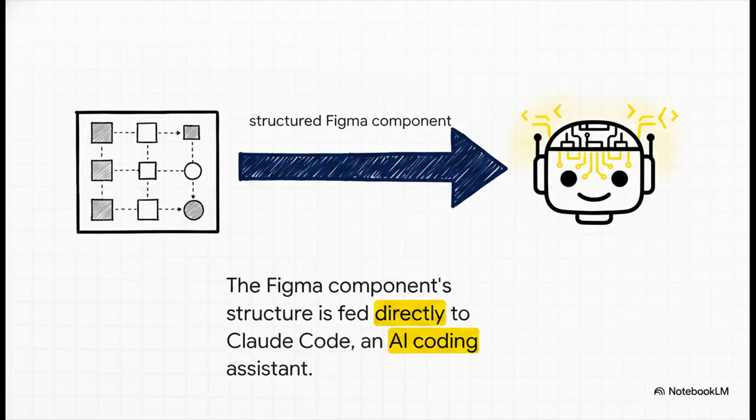So how does this actually work? Well, it's actually beautiful in its simplicity. We take that perfectly structured Figma component, the one with all the clean properties and token connections, and we feed it directly to an AI coding assistant. In this case, I used a tool called Claude Code. There's no manual handoff, no back and forth, no interpretation needed. The design itself is the input.